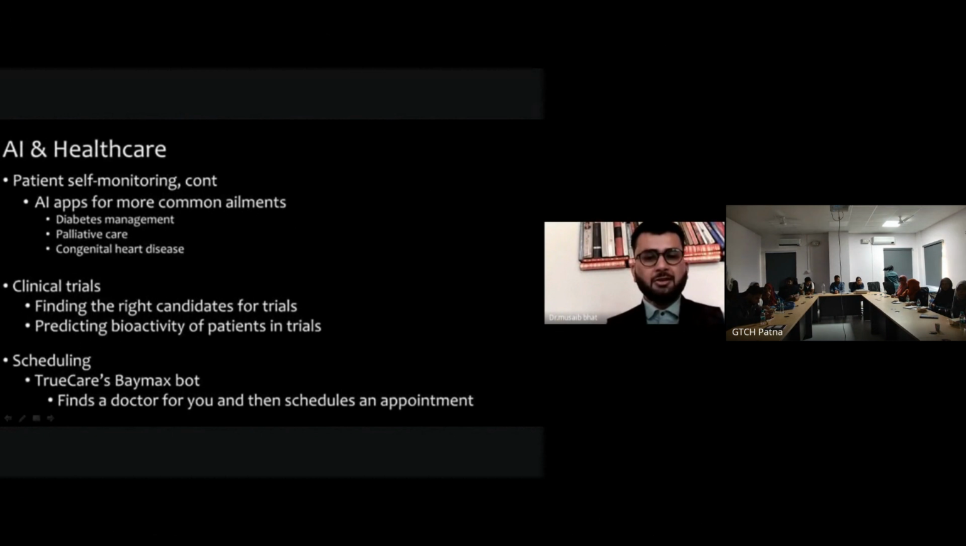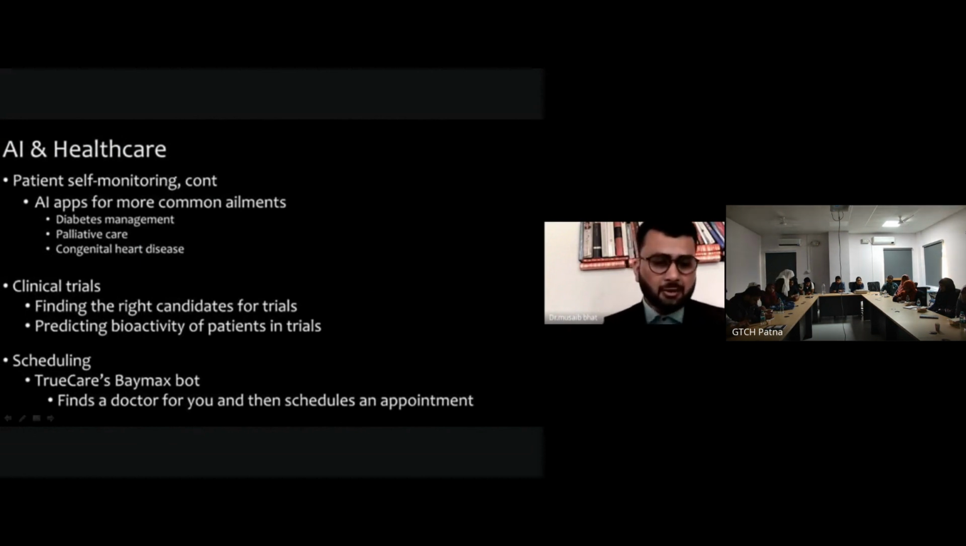Then we have patient self monitoring, AI apps for more. Certain apps have been developed for diabetes management, for example. So you put in all the information that is required in terms of signs and symptoms and other tests, and it is able to give you advice. Examples are the smart watches, the health watches that are there in the market, that are able to detect your pulse rate, your SpO2, and other things. There are apps that are actually used for palliative care in very serious illnesses like cancer and in congenital heart disease.